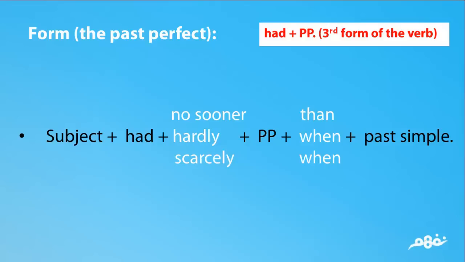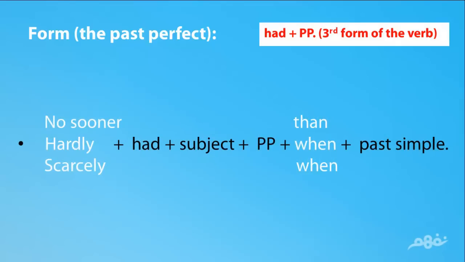We use no sooner than, hardly and scarcely when, as this rule tells us. We should start with the subject, then had, then no sooner, the past participle, than, and then the past simple. And the same with hardly when and scarcely when. But when we start with no sooner, hardly, or scarcely, we change the sentence into the question form. We say had plus a subject, not a subject plus had.